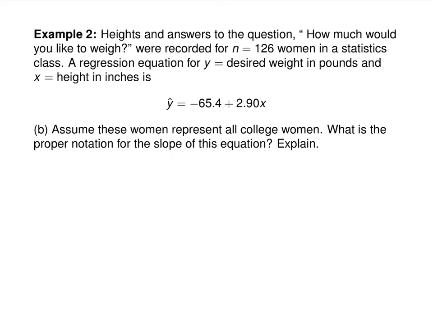Assume these women represent all college women. What is the proper notation for the slope? As in, is it beta 1 or is it b1? And explain. Well, even though they represent all college women, this is data from a sample. So the regression line was found from a sample.